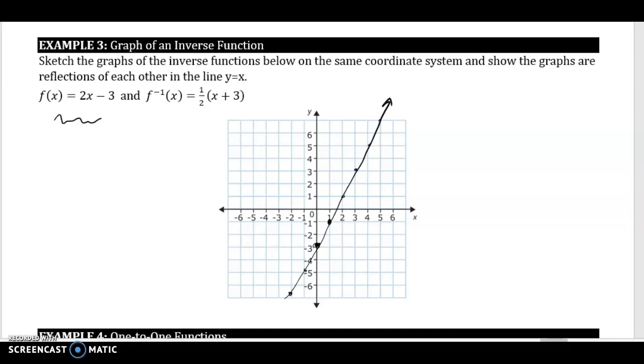I have to say, that may be one of the best lines I've drawn all year. Okay, so now let's draw this other line here.